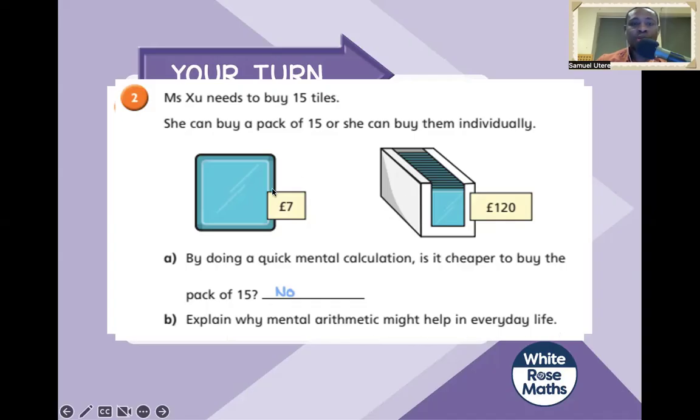Well, it has just helped us here to determine whether it is cheaper to buy the pack of 15 or to buy individually. So simple mental calculation can help us do this. So doing 15 times 7 mentally, we can do 10 times 7, which is 70, and then 7 times 5, which is 35. When we add them, we'll see that it is 105. So it is cheaper to buy the tiles individually, not the pack of 15 tiles.